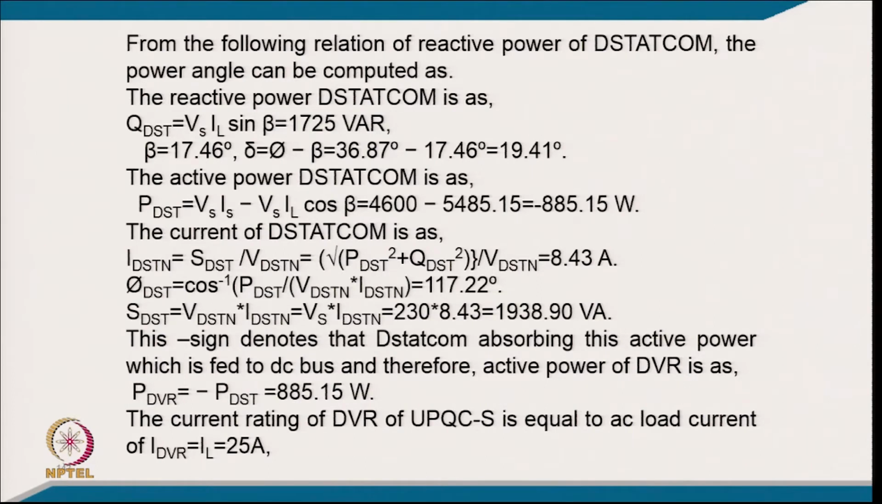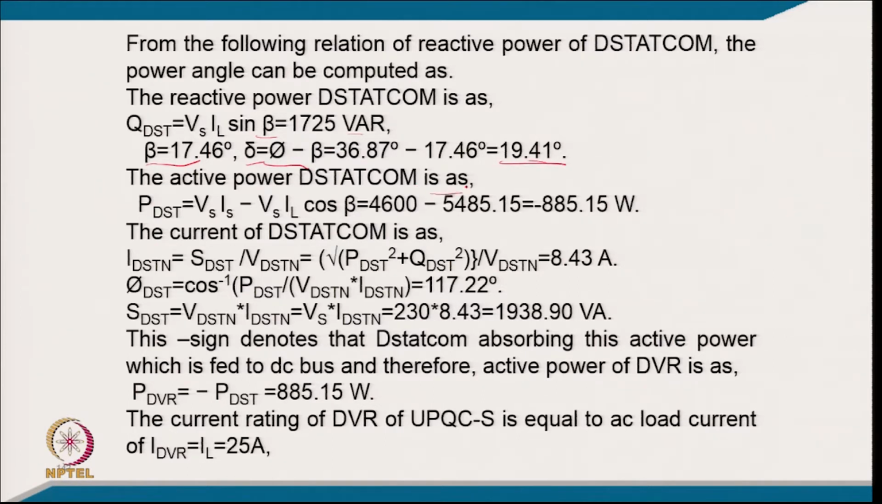From the following relation of the reactive power of DStatCom, the power angle can be computed. So, the reactive power of DStatCom is Q DST equal to VL times V sin beta. So, it comes to 1725, from where beta can be calculated as 17.246 degree, and from this, since we already know the power factor angle phi and the beta angle, delta can be calculated. So, it comes to 19.41 degree.